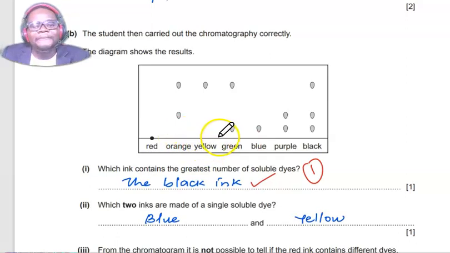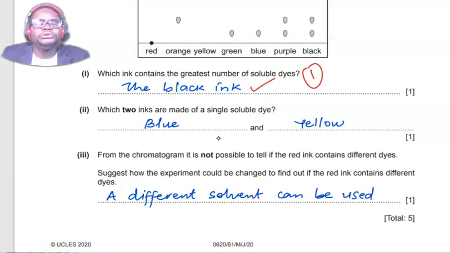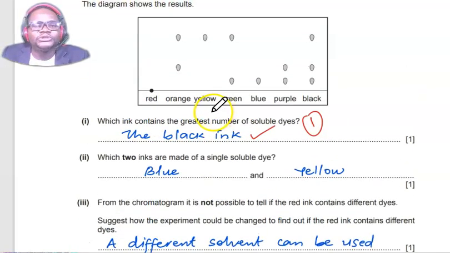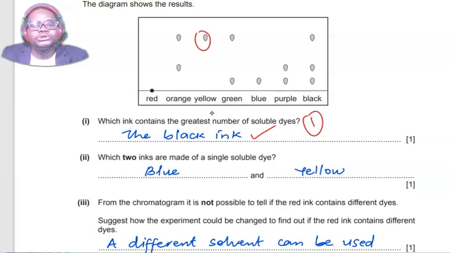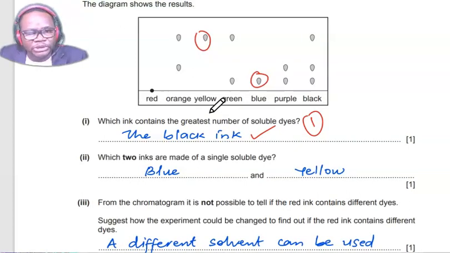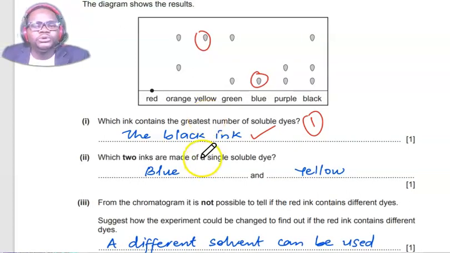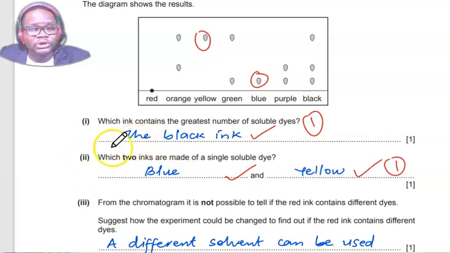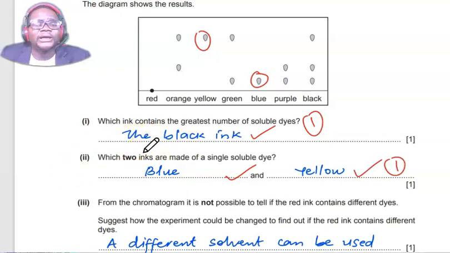2 inks are made up of single soluble dye. So which of the 2 inks are made up of single soluble dye? Here, just check the one separated into single spot. Yellow was separated into single spot, and blue was also separated into single spot. So blue and yellow will be the answer to this. You must get both correctly before you can score the 1 mark there.